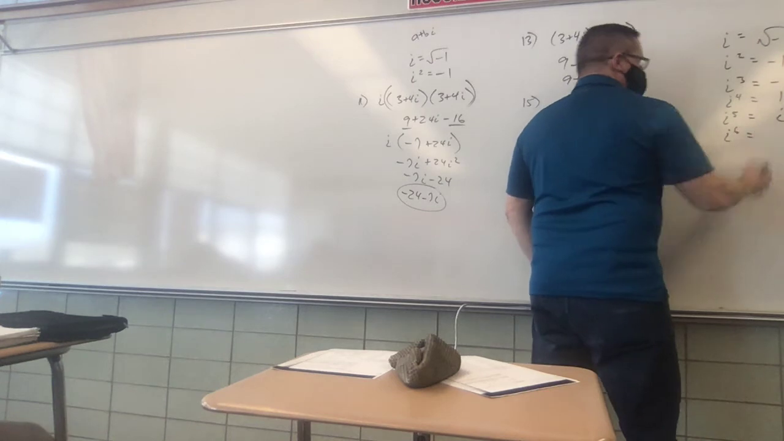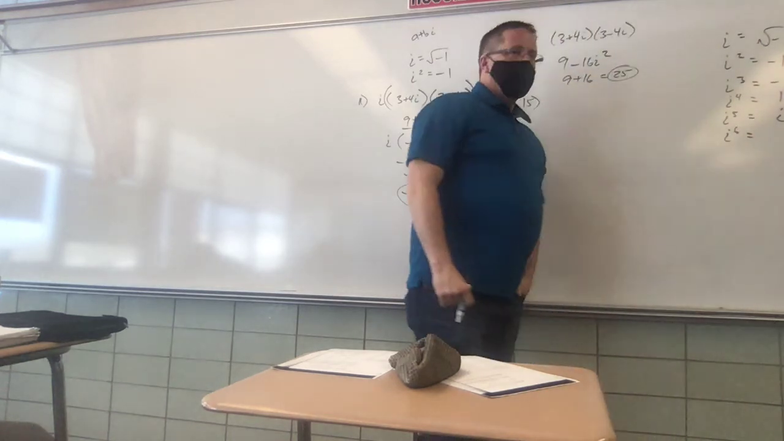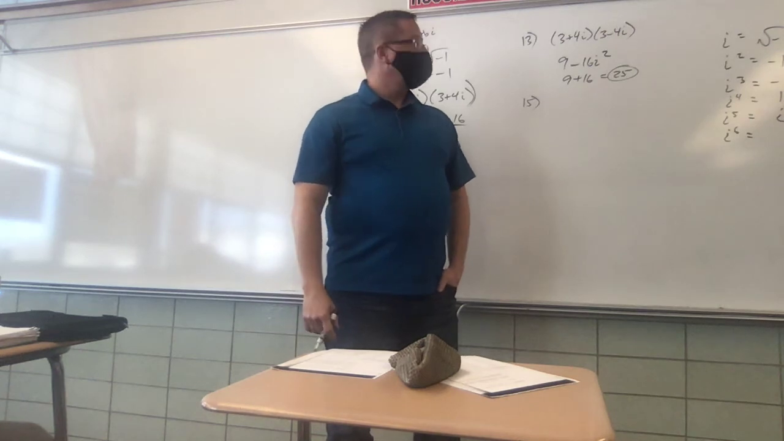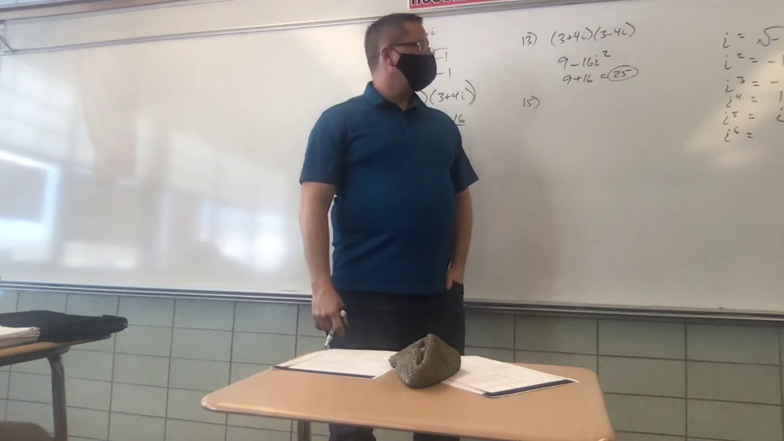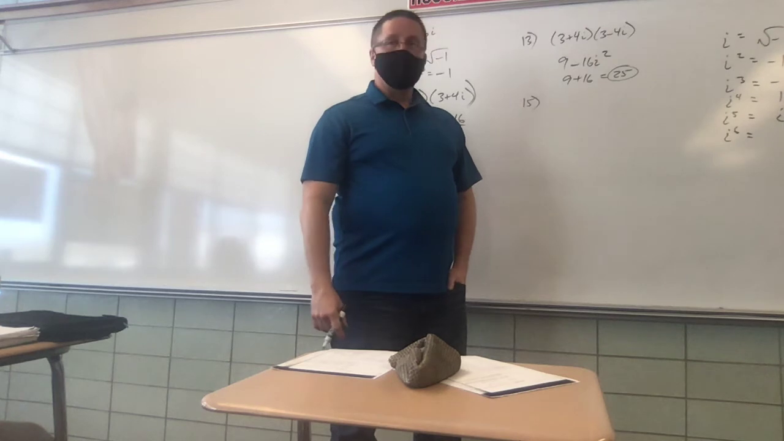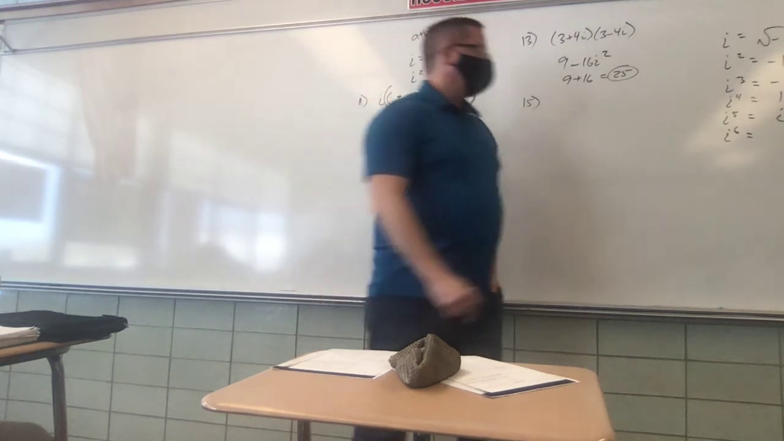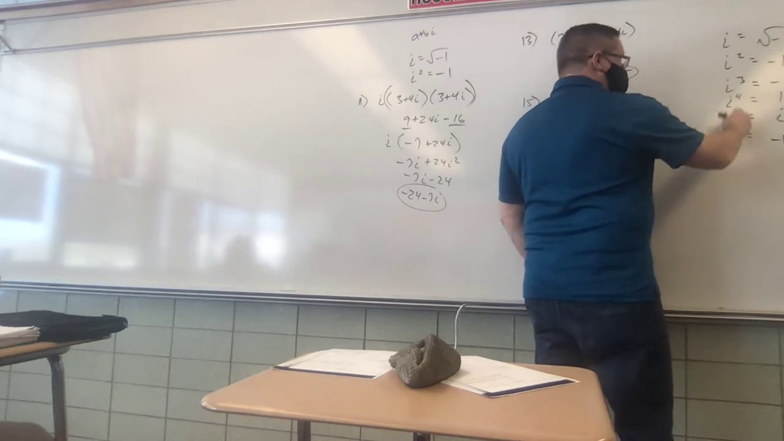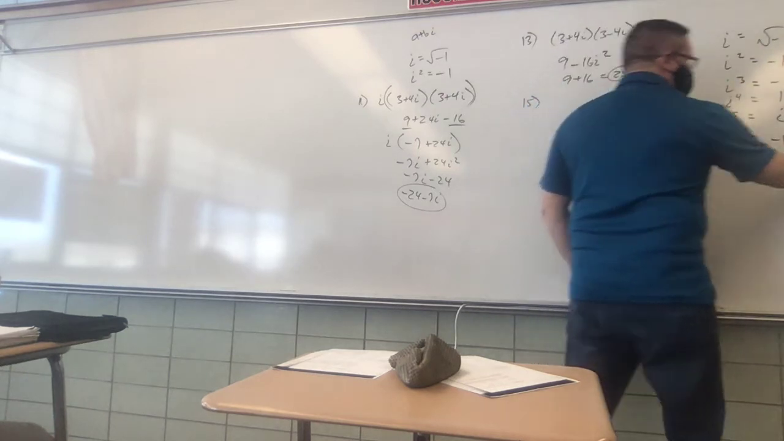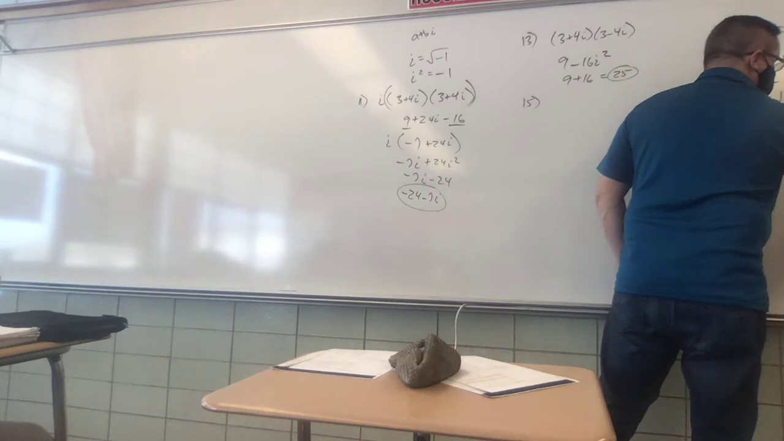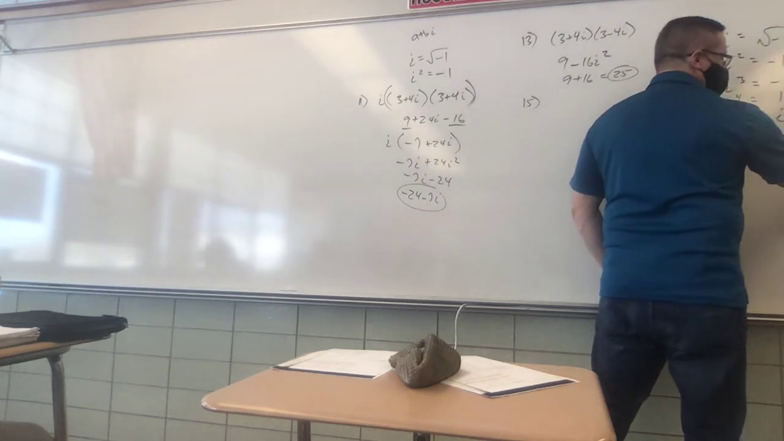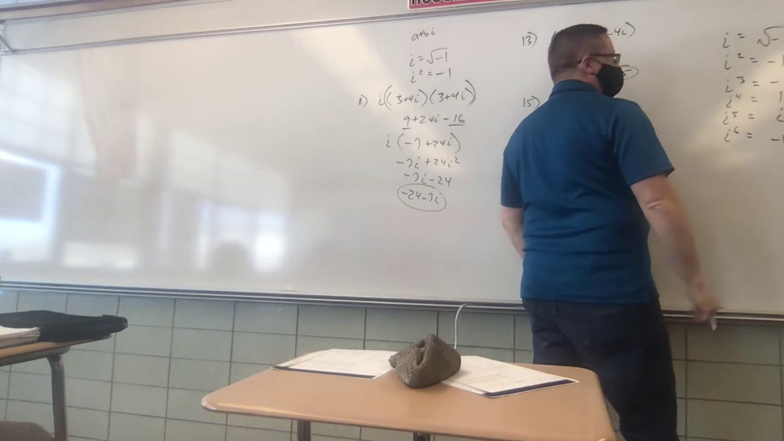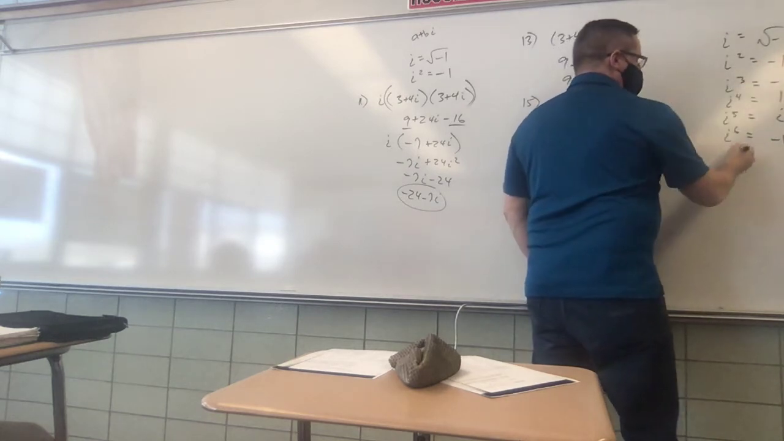What's i to the sixth? i squared, which is what? -1. How'd you get that -1? i cubed times i cubed. You could do i cubed times i cubed, or you could do i to the 4 times i squared. I think that's easier. What's i to the 4? 1. What's 1 times i squared? i squared. And what's i squared? -1.